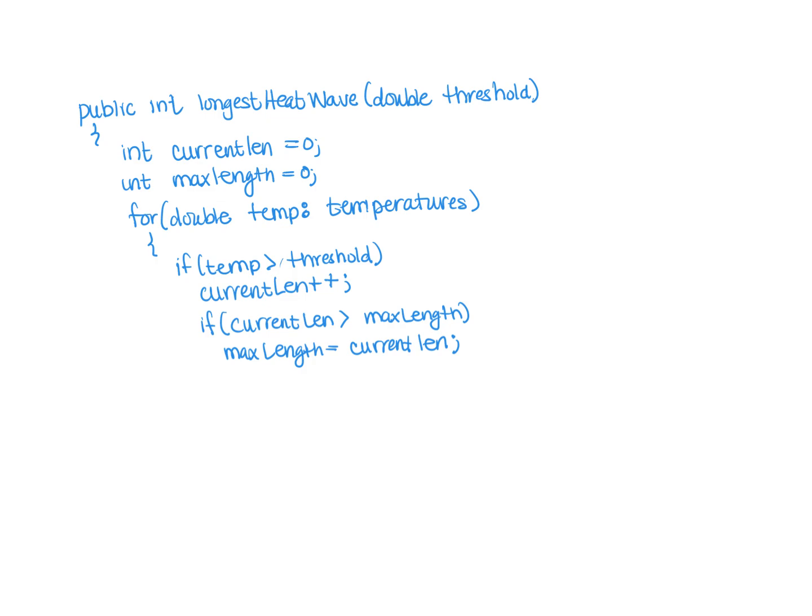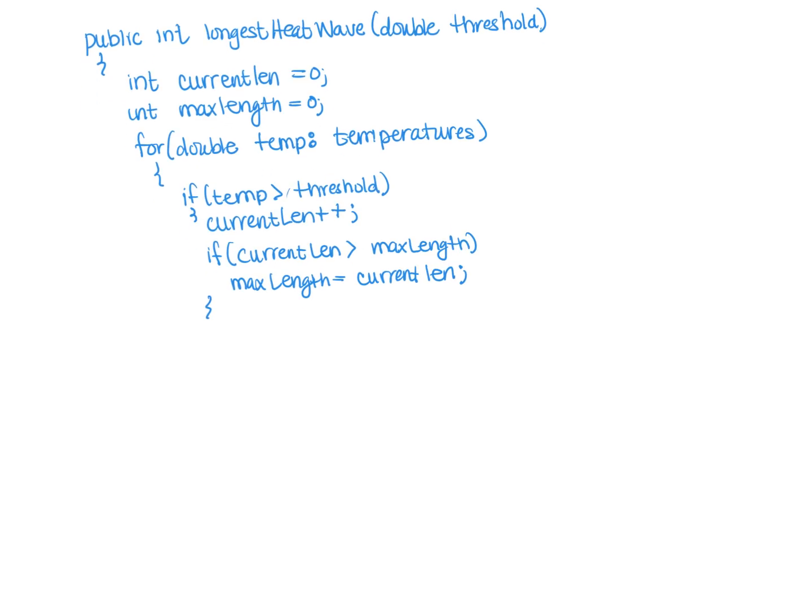This is all in one big thing right here. If that's not true, if our temperature is not bigger than our threshold, then our current length gets set to 0. And finally, at the very end, we're going to return our max length.